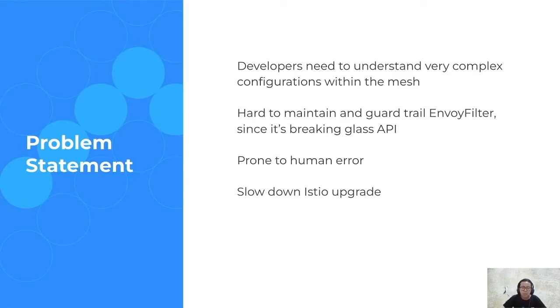This process of creating 1000 EnvoyFilters is very prone to human error and can slow down the upgrade process. Also, the configuration on EnvoyFilter is very complex, because it reflects the Envoy configuration. So we want to abstract that away from the developer.